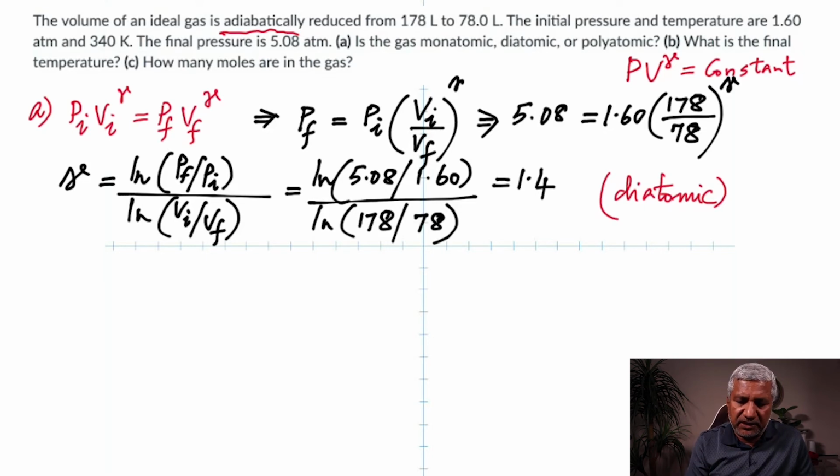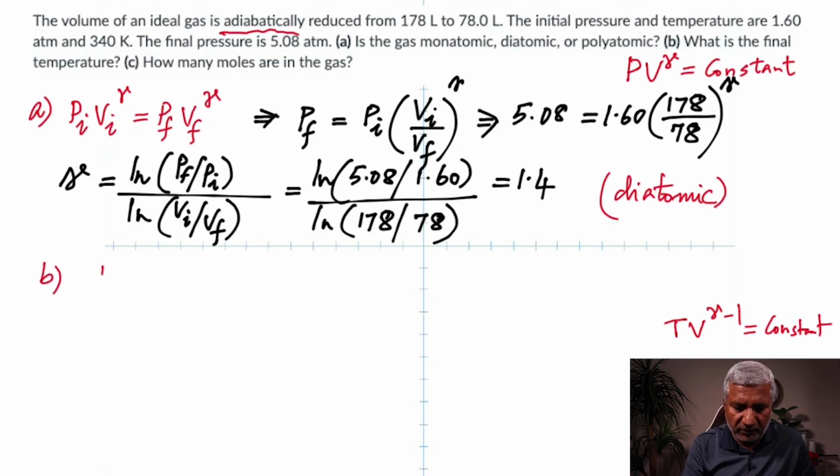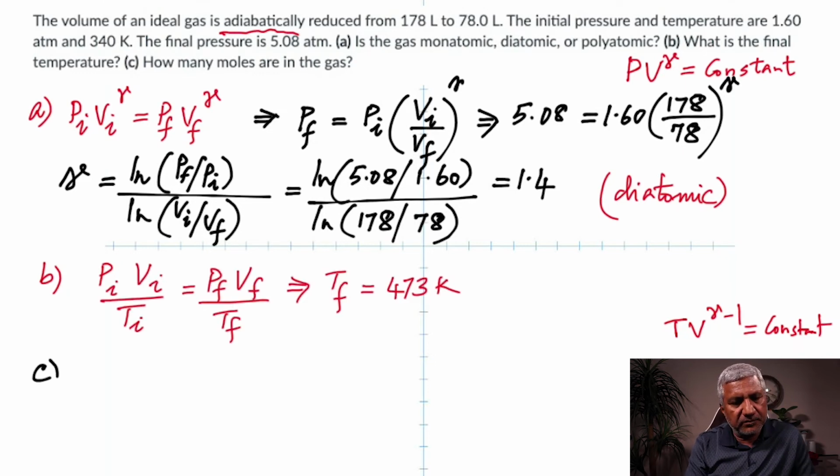Now, the B part says, what is the final temperature? To find the final temperature, actually, there are two ways. Where could I write safely? There is one equation, I don't think I've used it, but you could use, maybe I'm safe here, TV raised to gamma minus 1 is a constant. You could use this, or you could just use the ideal gas equation. Remember that the ideal gas equation works for any process. The ideal gas equation works for any process. So, to do the B part, I am using the ideal gas equation. Make TF the subject and calculate.